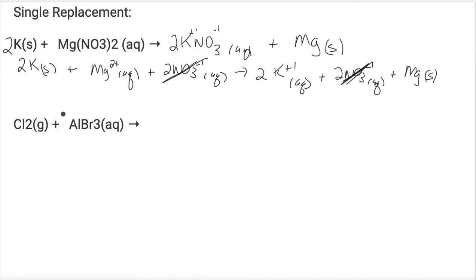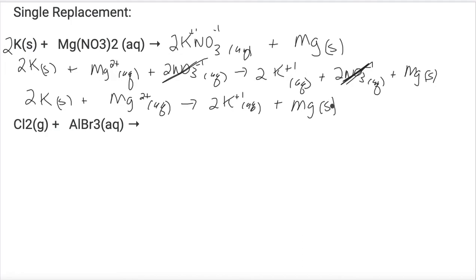All right, then you're going to rewrite what's left over. You can't cross magnesium off because it's not aq on both sides. It has to be aq on both sides to be crossed off. So you go 2K solid plus Mg 2+ aq gives 2 K+ aq plus magnesium solid.